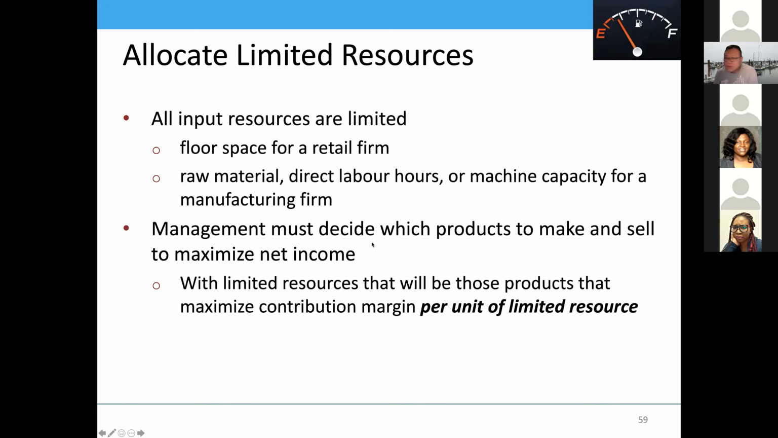Okay, so management has to decide how to allocate these limited resources across different products. They have different options for using these resources, right? You can use your time to study 2400, or you can check on your Facebook.